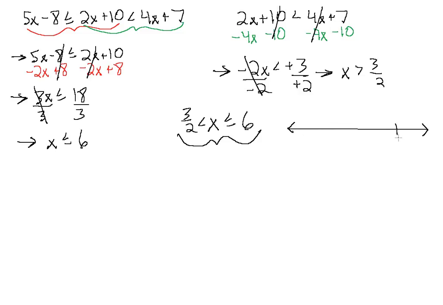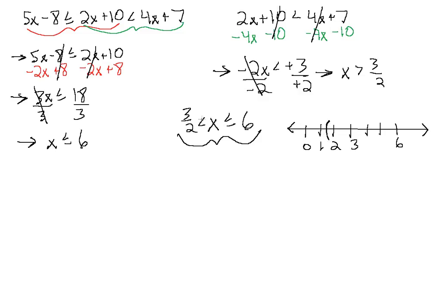All right, we're going to have 6 here, 5, 4, 3, 2, 1, all the way to 0, and so on. All right, so we know that all of our values for our solution interval are contained between 3/2 and 6. We're not including 3/2 in our interval, so we're going to put a parenthesis at 3/2, or 1 1/2, which is about right there.